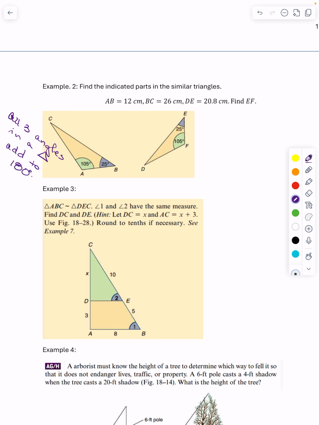which means if this is 105 plus 25, these two add to 130. I subtract from 180, and this is going to be 50. The exact same situation happens over here. These add to 130, which means this has to be 50. So they're telling us they're similar, which makes sense. All 3 angles are the same size. And now I'm going to label what they give me. AB is 12 centimeters.